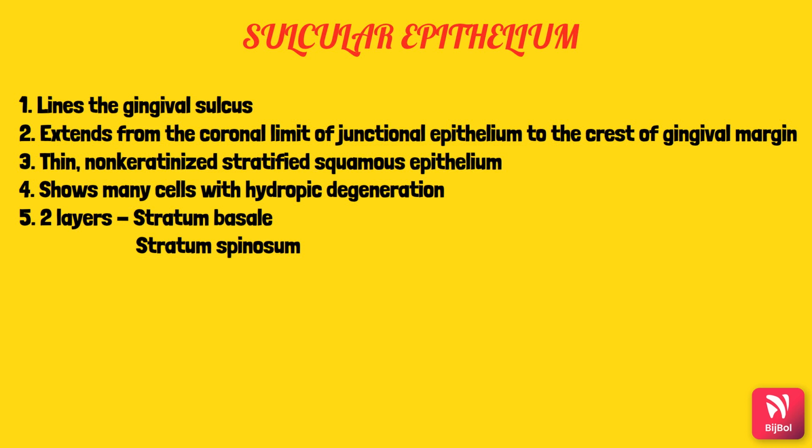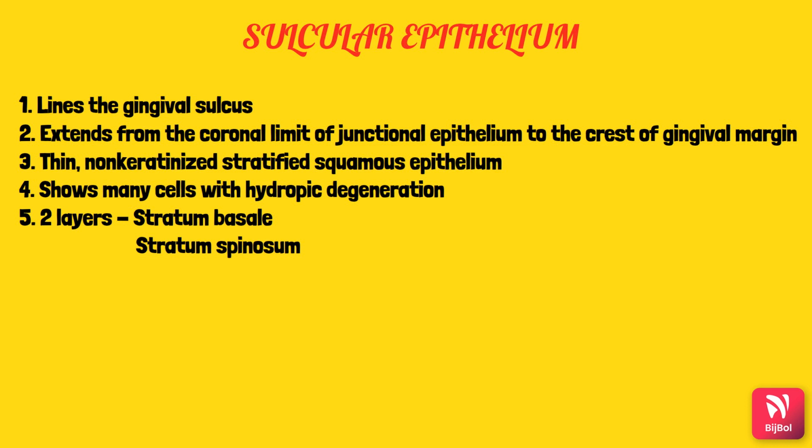An important point here is the sulcular epithelium has the potential to keratinize if two important conditions happen. These are: if the bacteria present in the gingival sulcus are completely eliminated, then the sulcular epithelium has the capacity to keratinize, or when the sulcular epithelium is reflected and gets exposed to the oral cavity, then also the sulcular epithelium has the capacity to get keratinized.